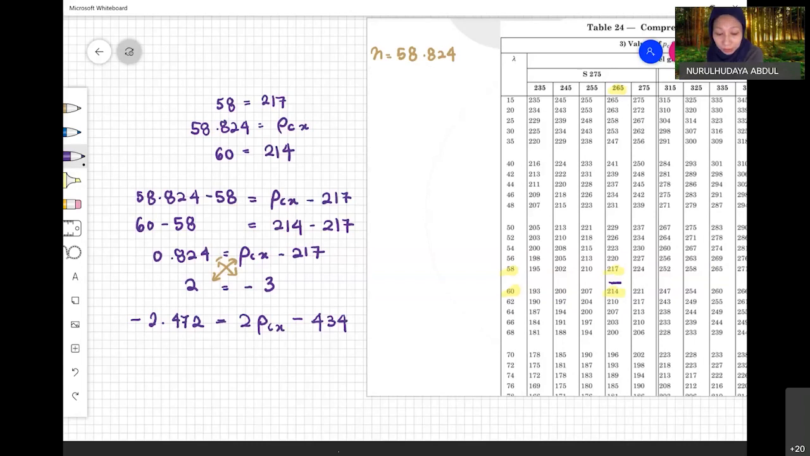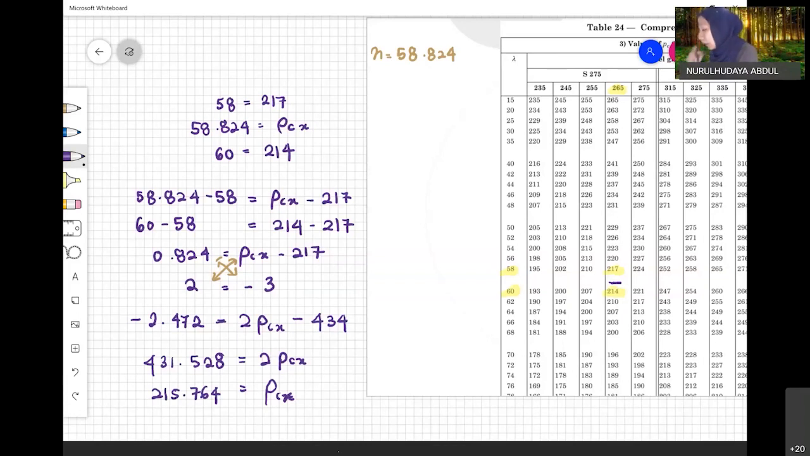You will get 431.528 equal to 2 PCX. Then PCX is equal to you divide by 2, which is 215.764. So if you want to check, let's say in case there is a miscalculation, because even we sometimes miscalculate.